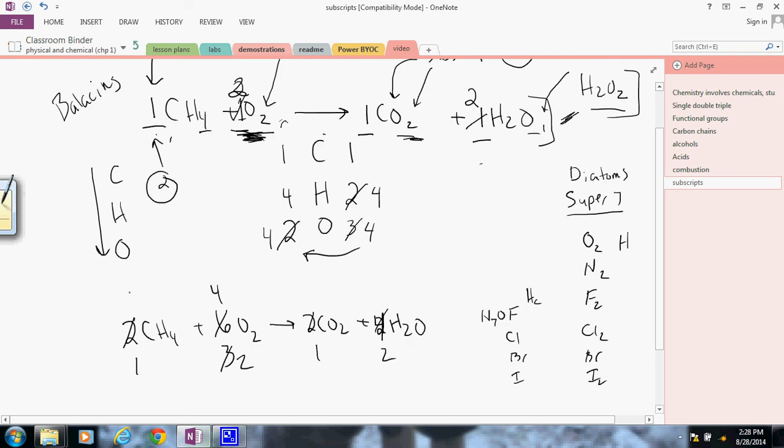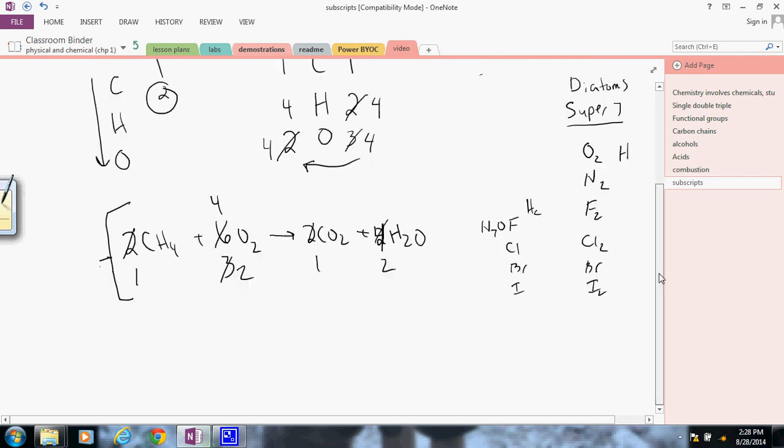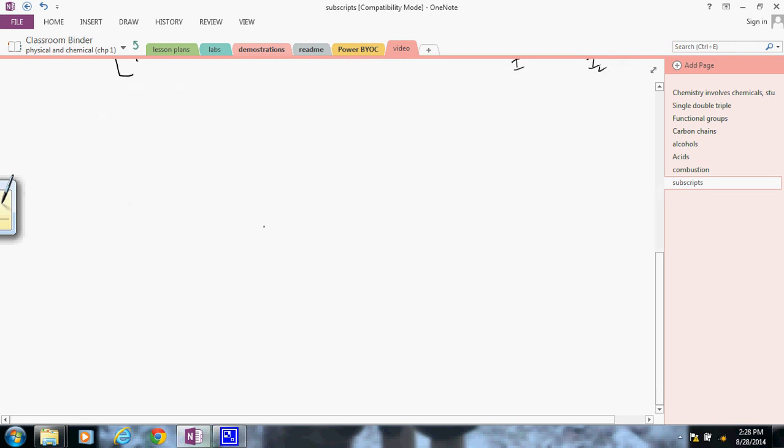Another example of a balancing. Let's just give one more example here. Let's try an alcohol, for example. Let's go ethanol. C2H5OH. That's ethanol. So every combustion reaction will run in with oxygen and produce carbon dioxide and water.